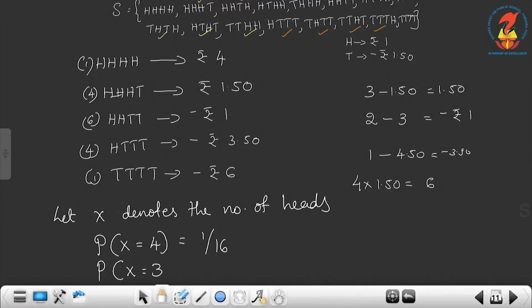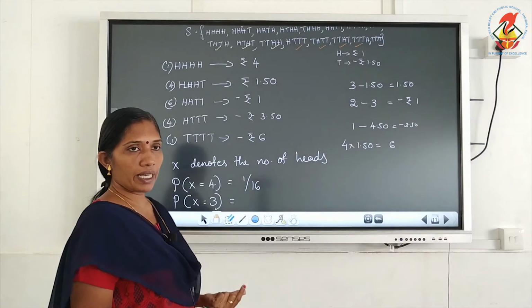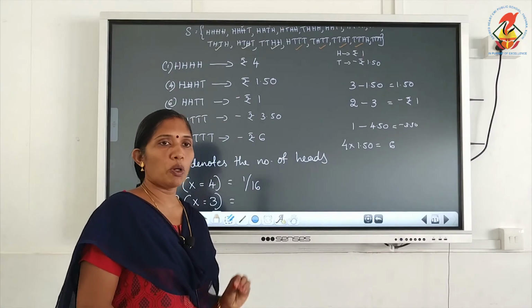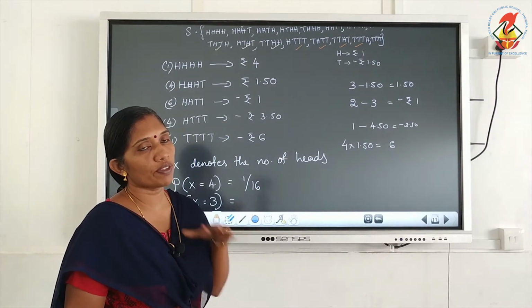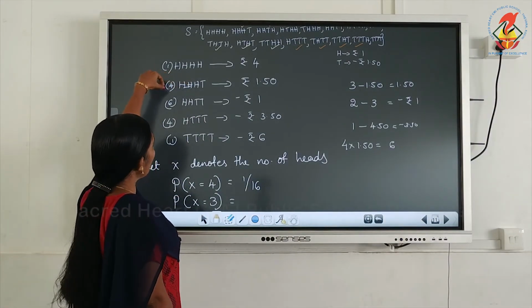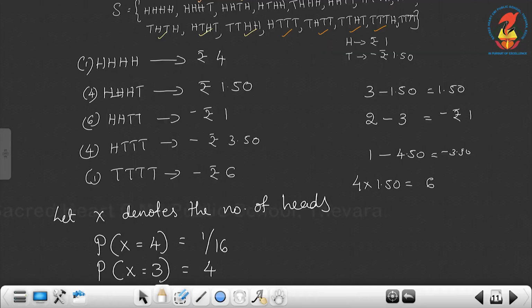Now I am writing X is equal to 3. X is equal to 3 means 3 heads and 1T. So the amount is 1.50. What is the probability of that amount? 3 heads correspond to 4 outcomes. So we can write it is 4 out of 16. Now what is P of X equal to 2? 2 heads and 2 tails. So the net amount is minus rupees 1. What is the probability? There are 6 favorable outcomes out of total 16.